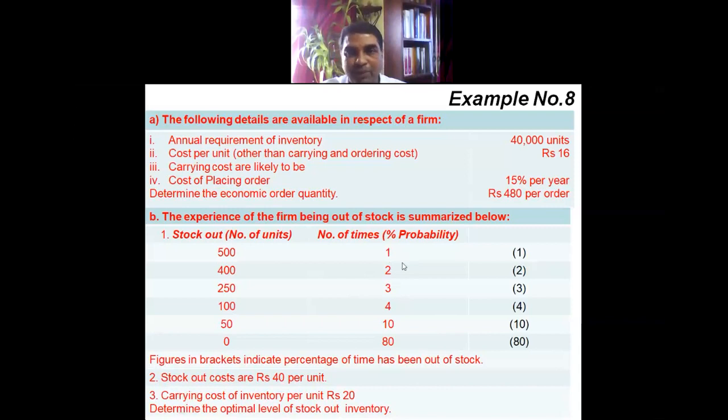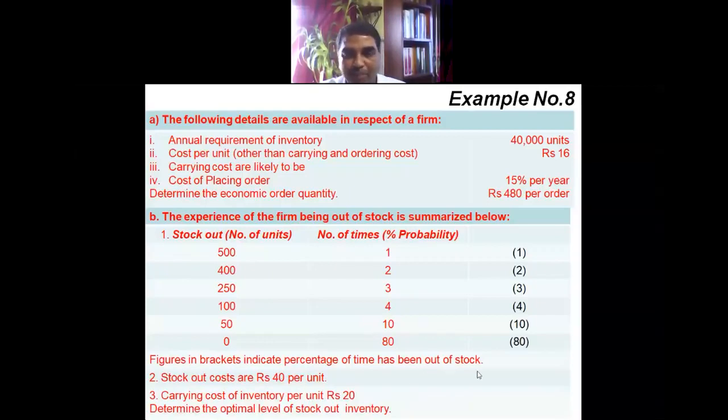It is 0.01, which means 1%. Similarly, 400 units is 0.02, 250 is 0.03, 100 is 0.04, 50 is 0.1, and the possibility of no stock out is 0.8. If you add all these, in total you will be getting 1, that is 100%. Stock out cost is rupees 40 per unit. Carrying cost of inventory is rupees 20. Determine the optimal level of stock out inventory, meaning how much safety stock you should keep so that stock out cost will be minimum. That is the question.